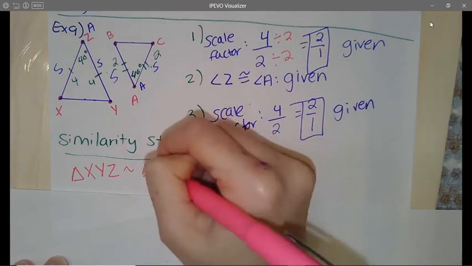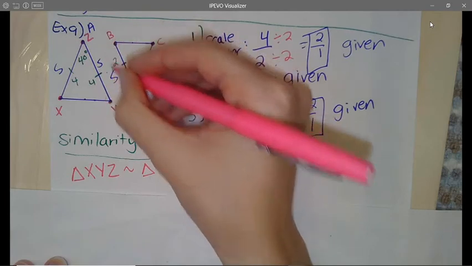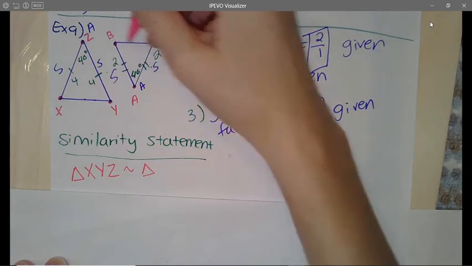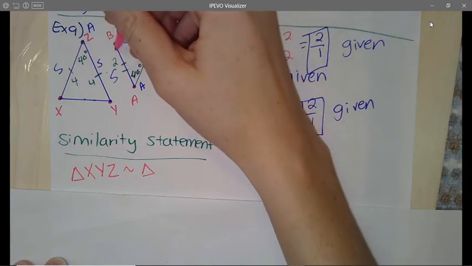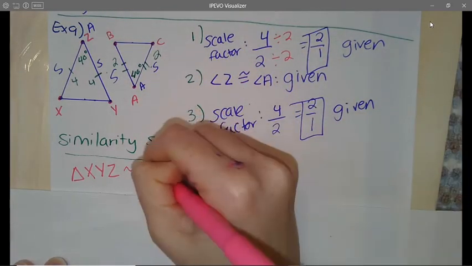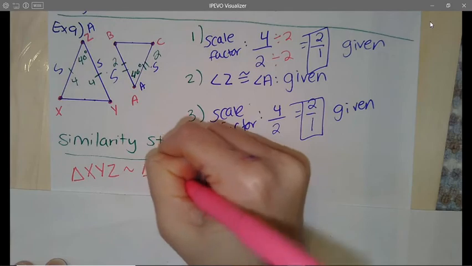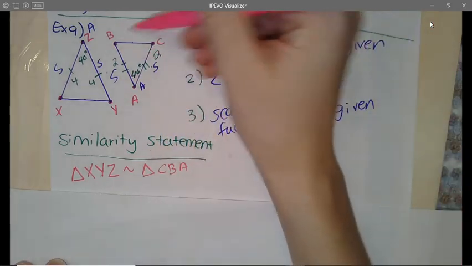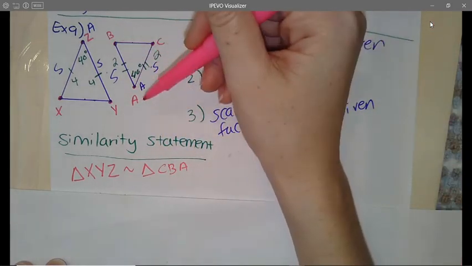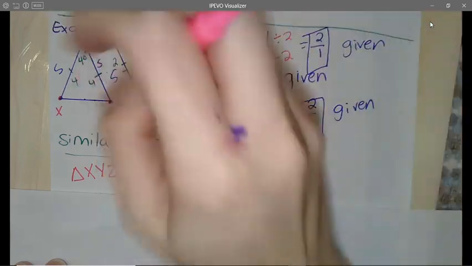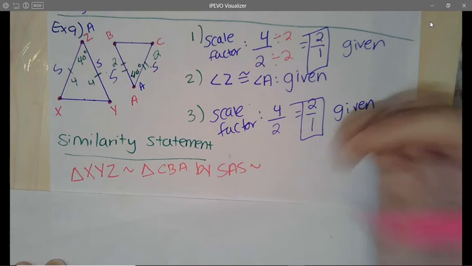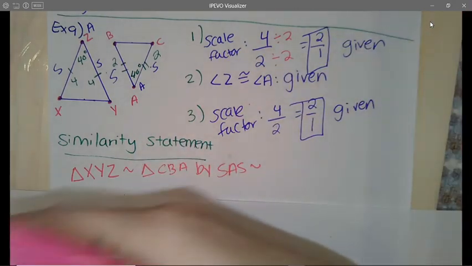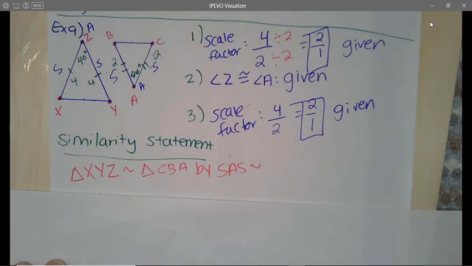So I'm going to call this one CBA. You could also call it BCA though, because we go from 0 tick marks to 2 identical tick marks. So either way, I'm just going to call it CBA. You could say CBA or BCA, whichever floats your boat. And these two are similar by SAS similarity. Don't forget the fancy little tilde. Okay, let's get going on example 10.